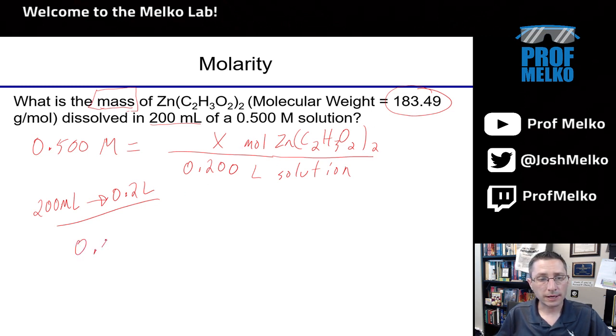So 0.5 molar equals X over 0.2 liters. How do I solve for X? Multiply both sides by 0.2 liters. 0.2 liters times 0.5, that should give me 0.1 mole.